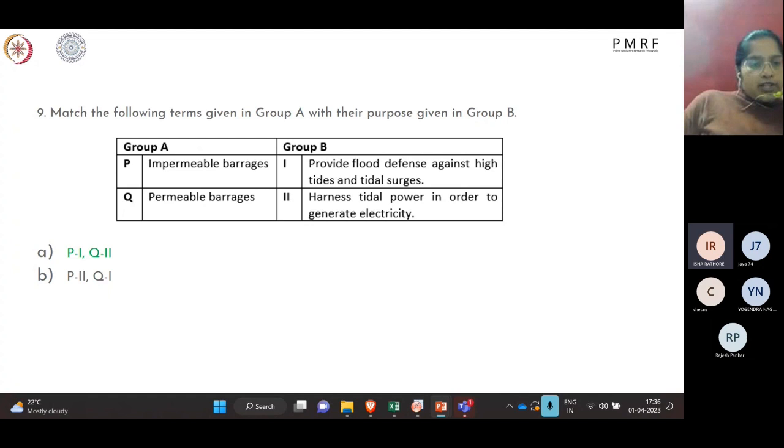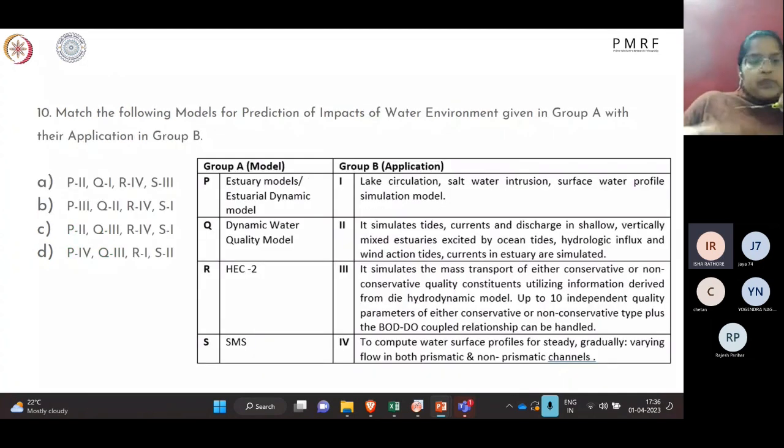So moving on to question 10. So match the following models for prediction of impacts of water and environment given in Group A with their application in Group B. So in Group A, we have models for prediction of impacts relating to water and environment. And in Group B, we have their application. So we looked at these in the module on the coastal geology. Again, you can remember the purposes of the models and what sort of activities or applications they are used for.